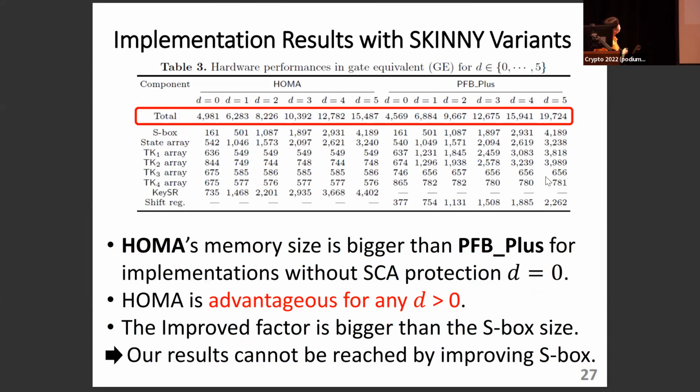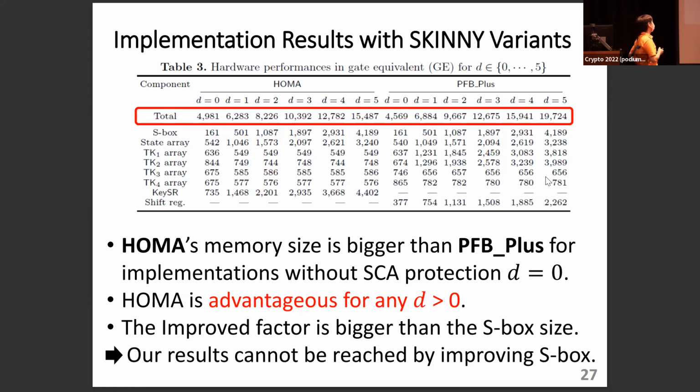So the numbers in the red square show the gate equivalence of HOMA and PFP+ for each protection order. So in summary, HOMA's memory size is bigger than PFP+ for implementations without side channel protection, without masking. But HOMA is advantageous for any protection order D which is bigger than 0.